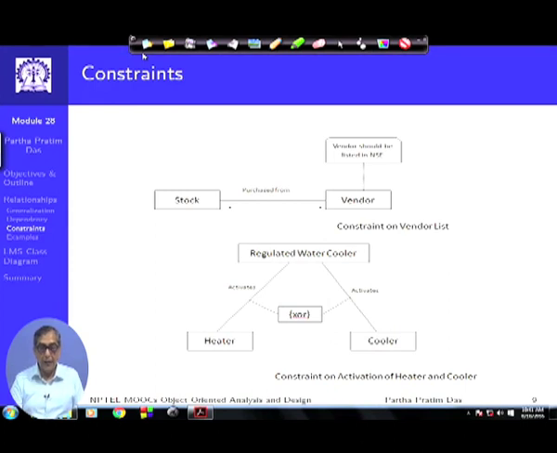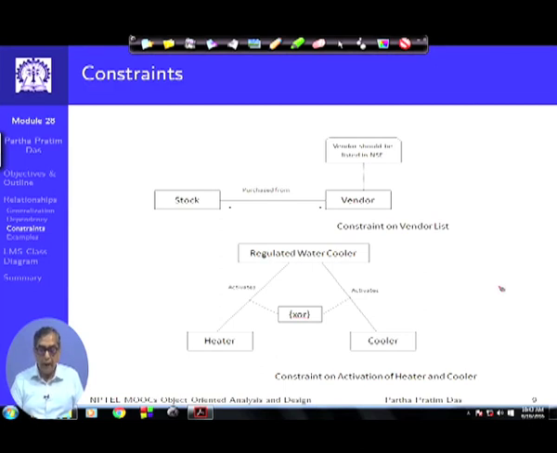So, how do you represent that in the class diagram? One provision is an XOR relationship, exclusive OR, which means that heater activates regulated water cooler is valid, cooler activates regulated water cooler is valid, but both cannot be valid at the same time. XOR is exclusive OR. Usually our OR means inclusive, it could be either this or both, but exclusive OR means that both cannot happen. So, these are the different forms of constraints.